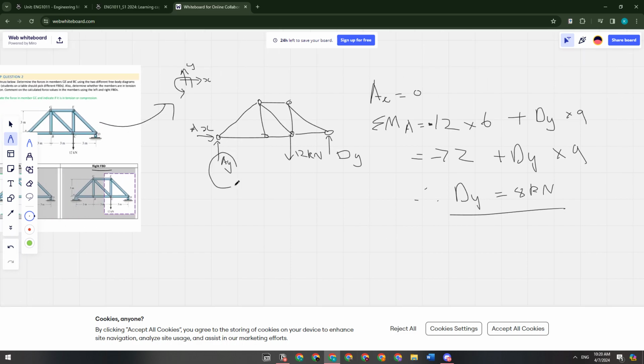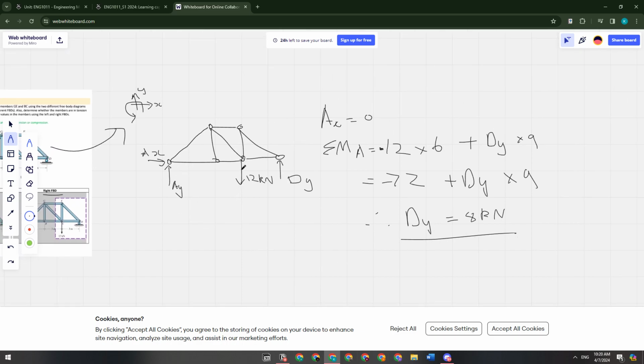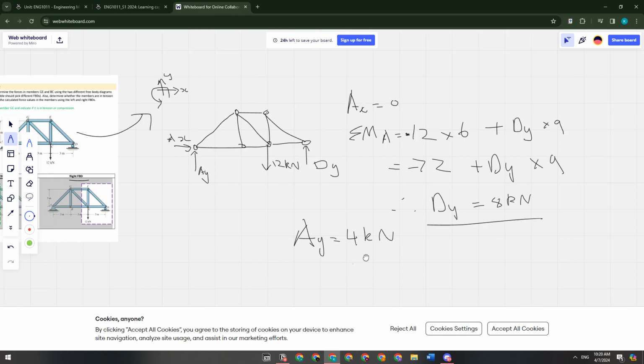Boom. And to find Ay, same thing. I mean, it's pretty obvious. If it's 12 going down, there's 8 going up, that means this has to be 4. So Ay equals 4 kilonewtons.